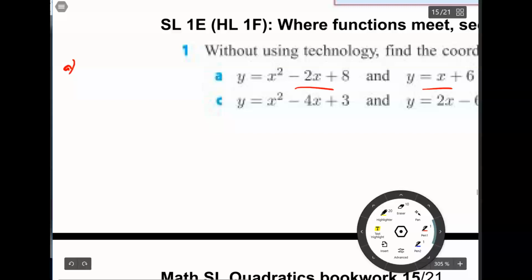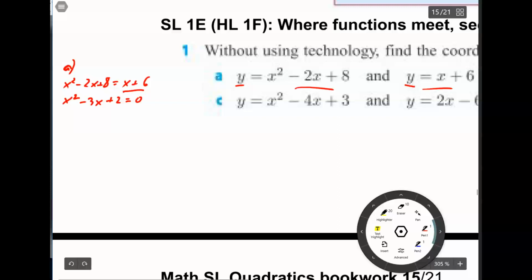So x squared, and the first thing we're going to do is set the right side of the quadratic equal to the right side of the line, because we know that the y's are the same. And then we combine like terms. So we have x squared minus 2x, and we're going to subtract x from both sides, so we end up with minus 3x. And then we're going to subtract 6 from both sides, and we'll get 8 minus 6, and then we'll have that equal to 0.